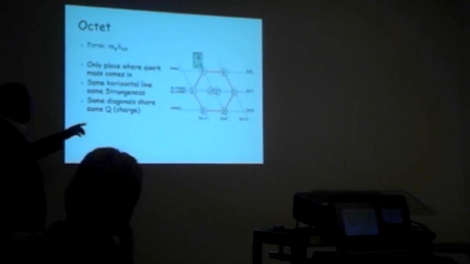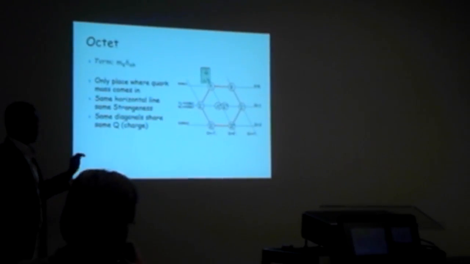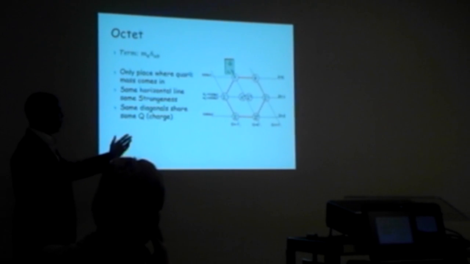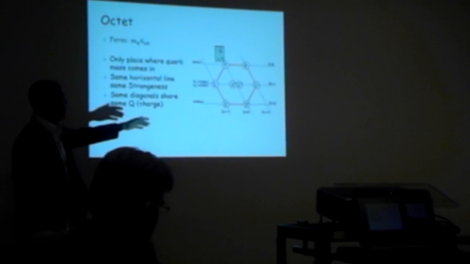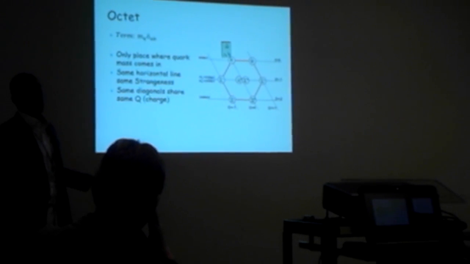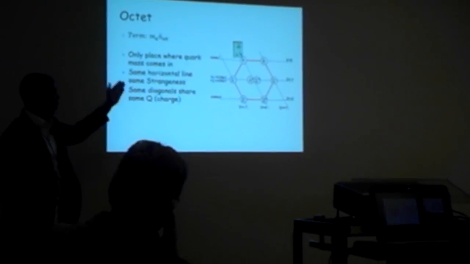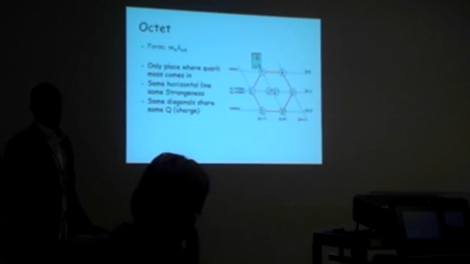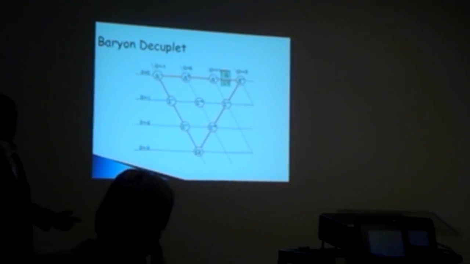Now, looking at this term from the QCD Lagrangian, this term is the only place where the quark mass comes in. Once we look at the structure of how the particles are aligned, the cascades are directly related to the neutron and the nucleon. The horizontal lines all have the same strangeness, and the diagonal lines all share the same charge. And it's pretty much the same for the structure of the decouplet.